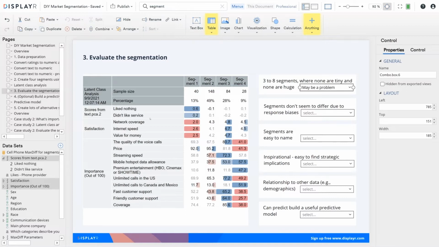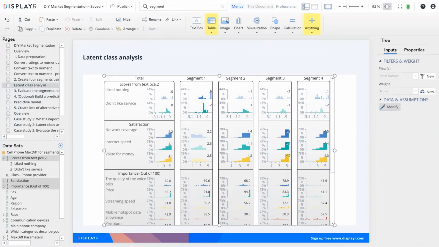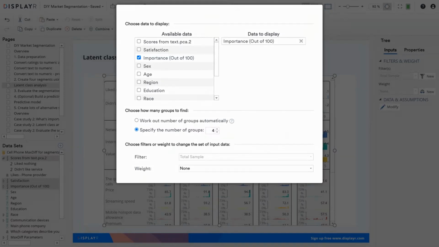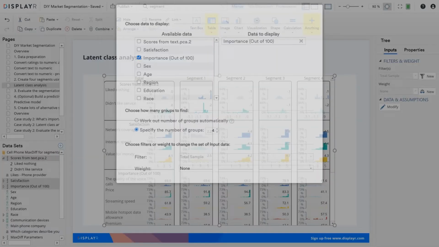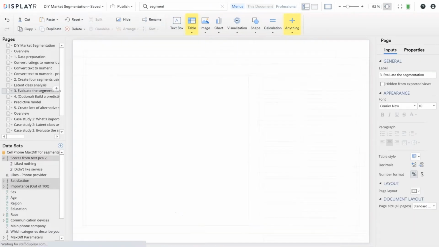So we're going to go back, we're going to modify our latent class analysis, and we are going to take out the satisfaction data and the text data about what people liked. And now Displayr will rerun it. And we'll go and look at the outputs.